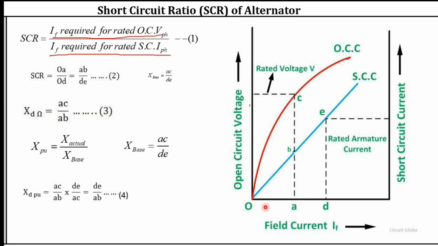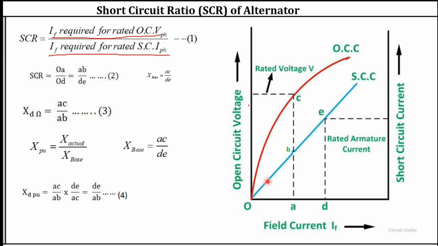If there is a triangle which is bisected by a parallel line, then this ratio is similar. So we can write it as AB upon BD. Now this XD is AC upon AB. So what is XD? XD is the reactance, and this is base reactance AC upon BD.